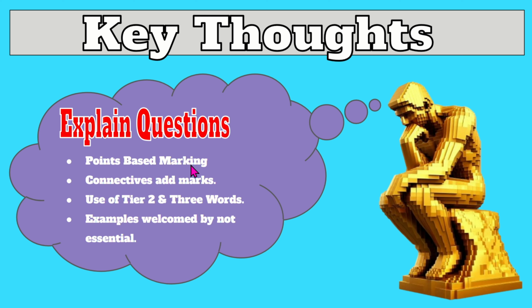And so again, we go back to our key thoughts. With explain questions, it's point-based marking. It's connectives, add marks. It's tier 2 and tier 3 language. How good is your vocabulary? Because the better you make it, the more marks you will get. And then examples are welcome, but not essential. So don't panic if you don't have an example. Just make sure you add in those more connectives.